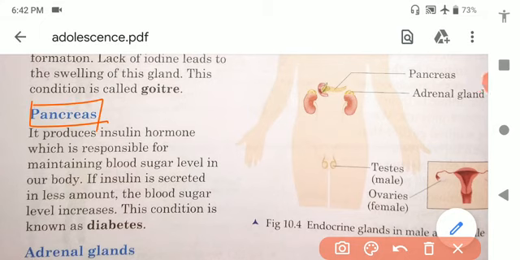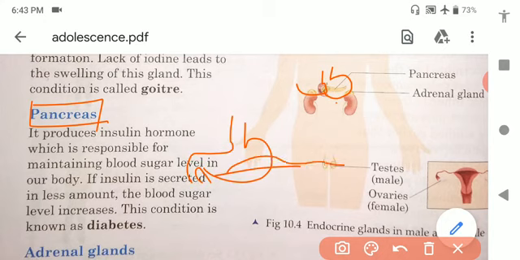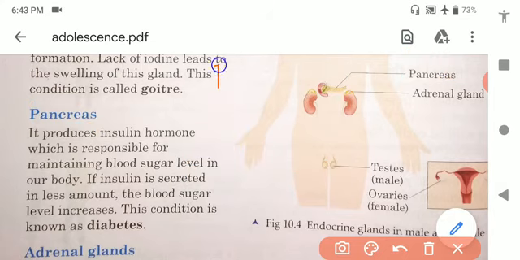Now we are going to study another important gland, that is called the pancreas. You can see it is just below, or just behind, the stomach. Suppose this is a stomach, and just behind the stomach there is a leaf-like gland that is called the pancreas. The pancreas secretes two kinds of secretion.